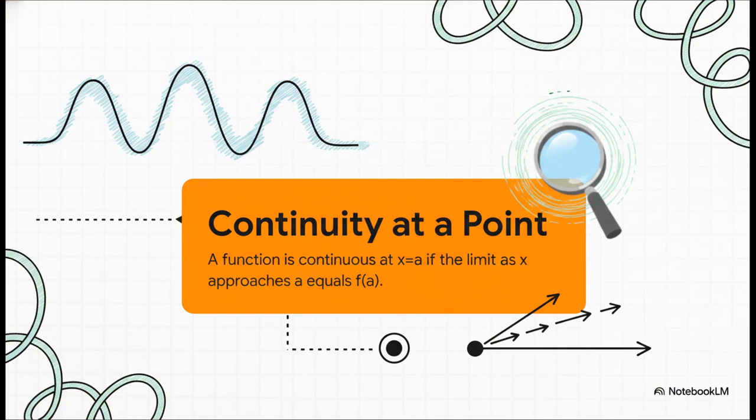And here it is, the formal definition. Now, don't let the symbol scare you. All this is really saying is that where a function looks like it's going is exactly where it actually ends up. So in math speak, the limit of the function as you get super close to some point a has to be the exact same as the function's actual value at that point a. No tricks, no last-second surprises.